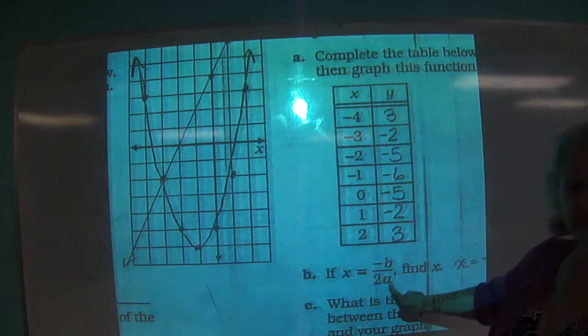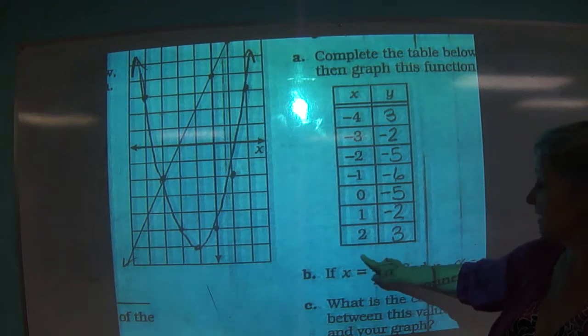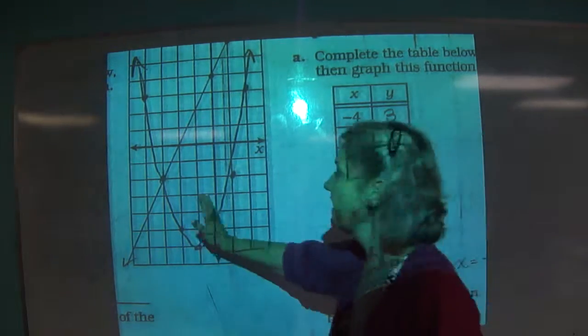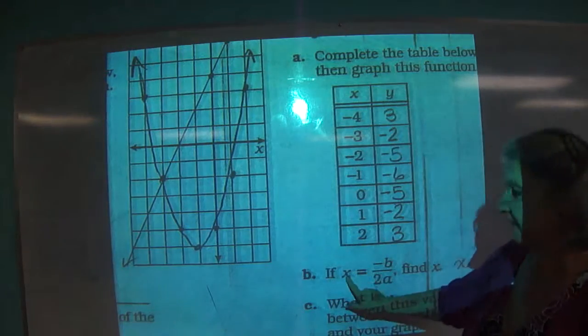So do you think this equation tells you something about a parabola? Yeah, it finds the vertex line, or the line of symmetry. So the parabola looks the same on both sides of this x point.